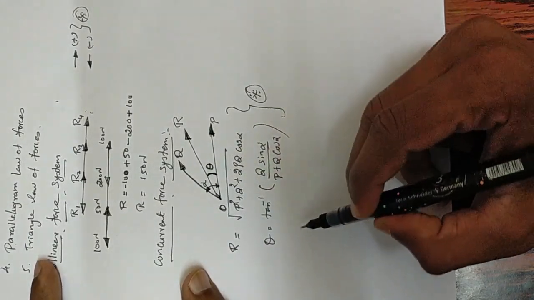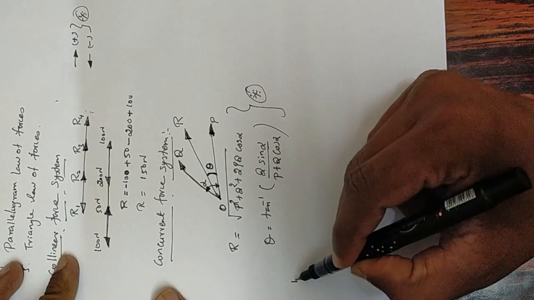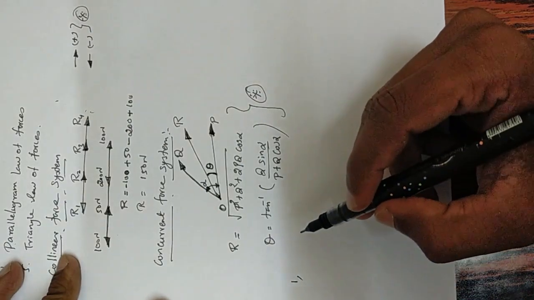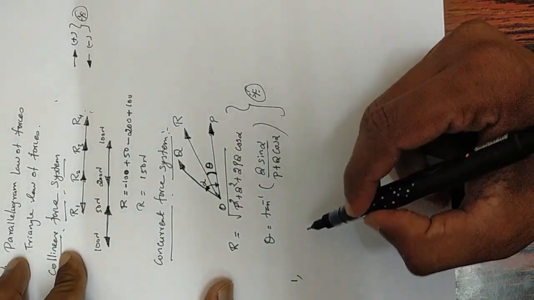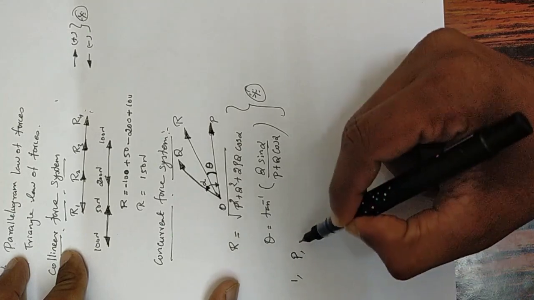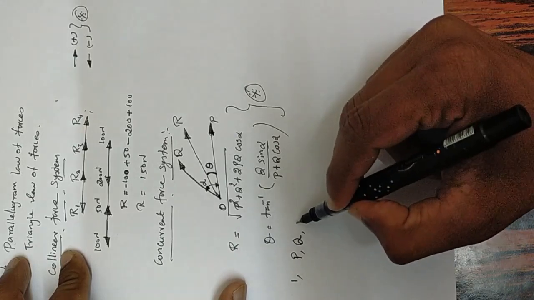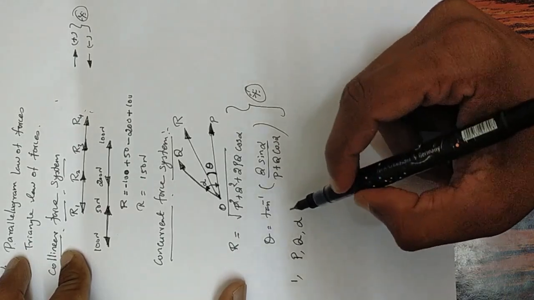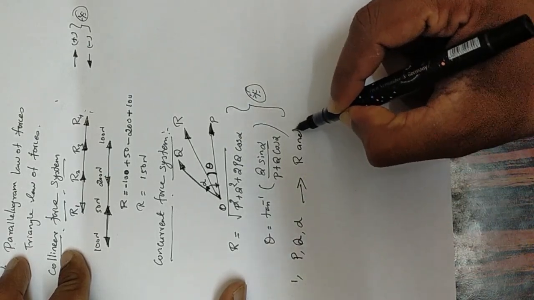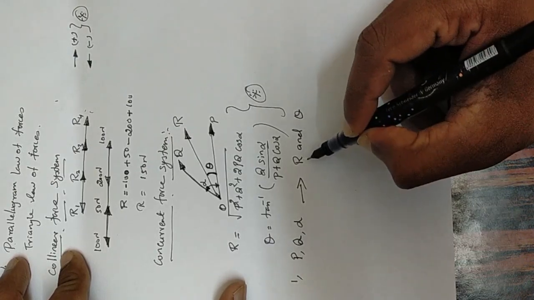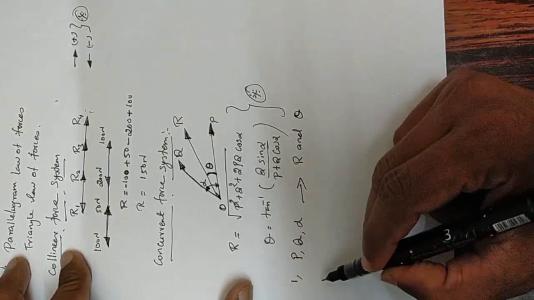In this type, there are only three possible ways to ask the question in the university. One is that they give P, force 1, and Q, force 2, and they give alpha, the angle between the two forces. Here we should find the resultant force R as well as the direction of that resultant force, theta. This is one possible question.